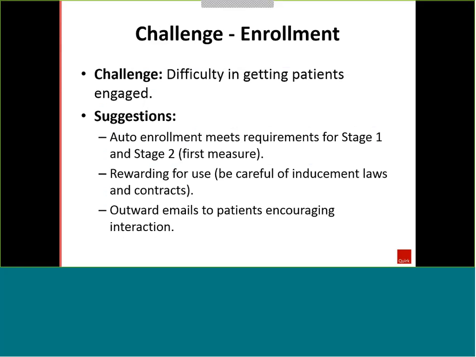Okay, so difficulty. What are some challenges that portal rollouts are currently facing? Needless to say, enrollment is going to be a big one.